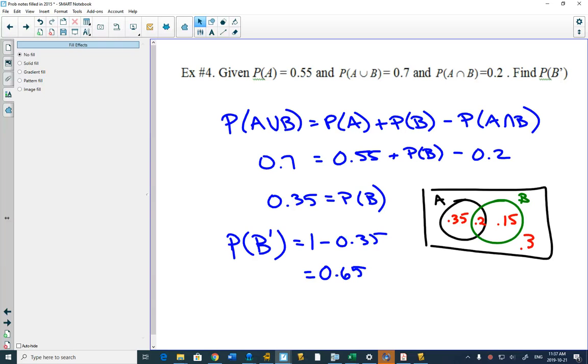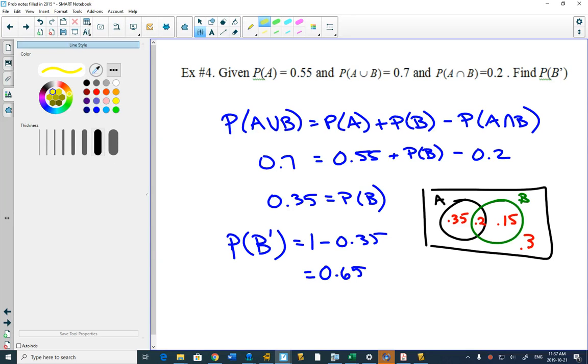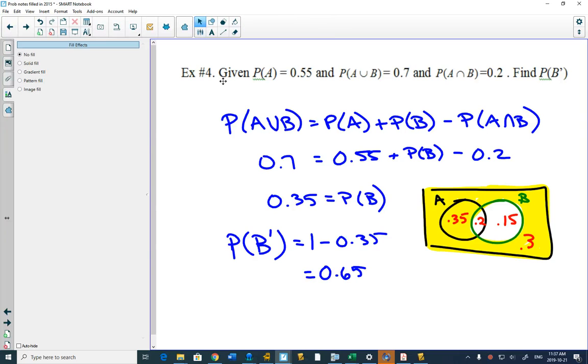What is everything outside of B? So if you color in everything outside of B, you have the section that's 0.3 and the section that's 0.35 colored in. That adds up to 0.65. So here you have a choice. You could go with your formula work and find the probability of B, or you could draw a Venn diagram and figure out what sections are not in B, everything outside of the green circle, and find out that that adds up to 0.65 as well.